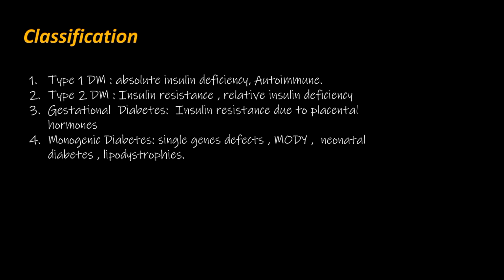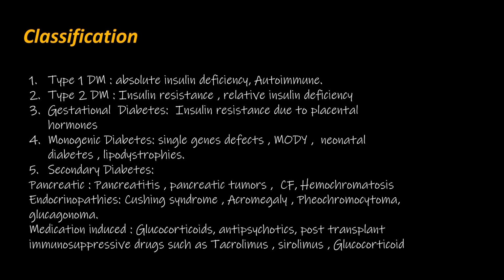Inherited form of diabetes, that is monogenic diabetes, a single gene defect. This includes MODY, maturity onset diabetes of the young, neonatal diabetes, and certain types of lipodystrophies. And a long list of secondary diabetes. The most important are pancreatic causes such as pancreatitis, pancreatic tumor, pancreatic surgery, and systemic conditions affecting the pancreas such as cystic fibrosis, hemochromatosis, and hemosiderosis in certain hemoglobinopathies such as thalassemia major.